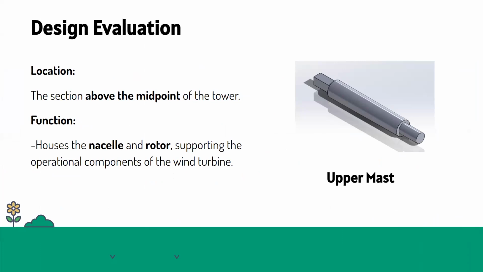So for our design, we decided to make it into two parts. First is the upper mast and the other is the lower mast. I'll explain later. The upper mast is the section above the midpoint of our tower, and its function is to hold the nacelles and the rotor, supporting the operating components of the wind turbine. It is adjustable, so we can move it and make our wind turbine height adjustable.